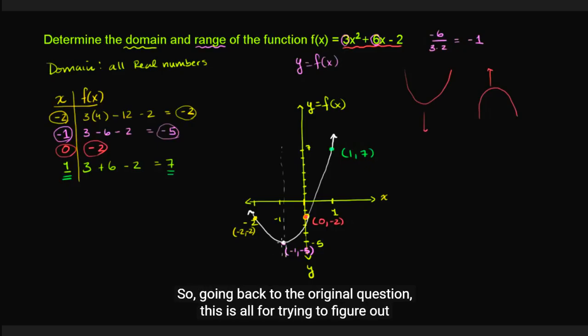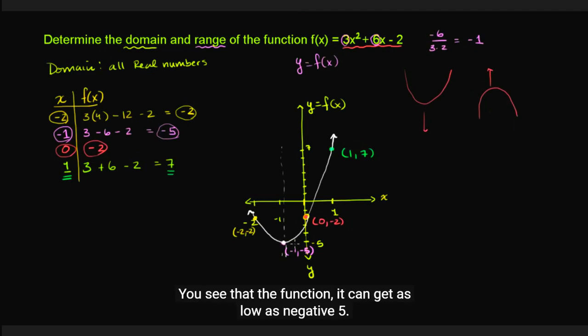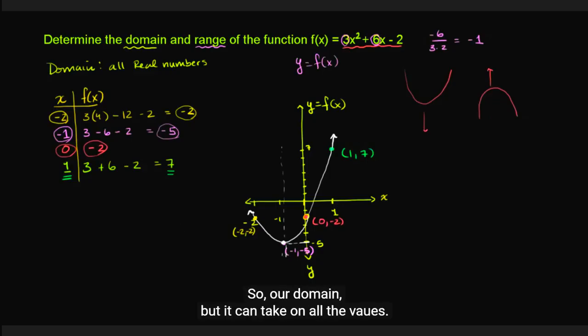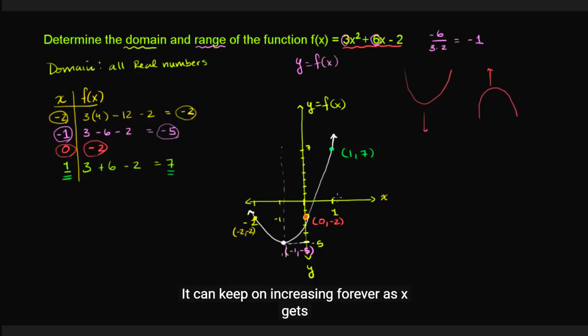So going back to the original question, this is all for trying to figure out the range, the set of y values, the set of outputs that this function can generate. You see that the function can get as low as -5. It got all the way down to -5 right at the vertex. But as x values increase to the right or decrease to the left, the parabola goes upwards. So f of x is never going to be less than -5. But it can keep on increasing forever as x gets larger or smaller away from the vertex.